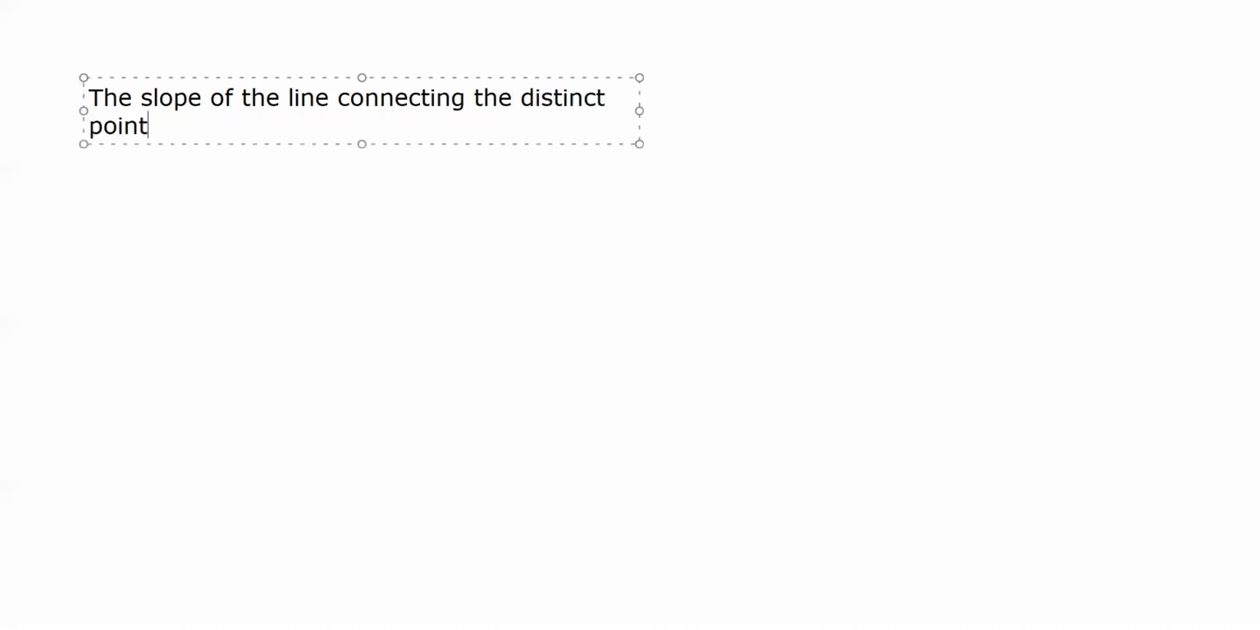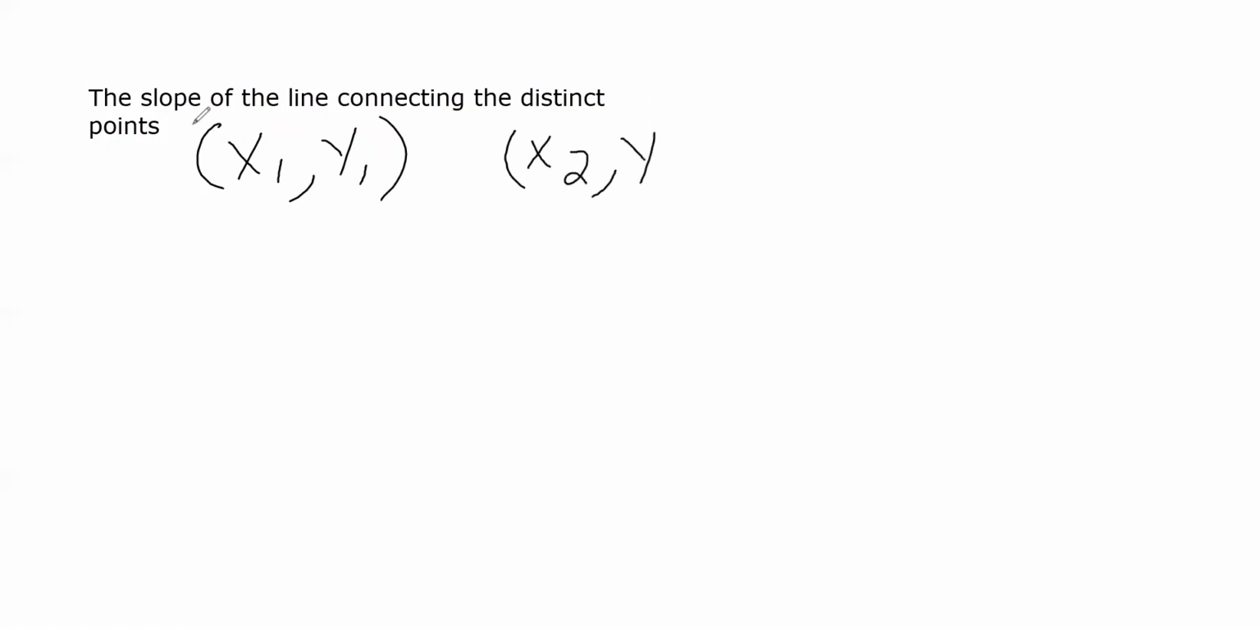Okay, well, the first thing you're going to have to do is have some kind of way of finding the slope of that line. So the slope of the line connecting the distinct points. And now they use kind of a weird vernacular for it. They're going to say those points are called x1, y1, and x2, y2.